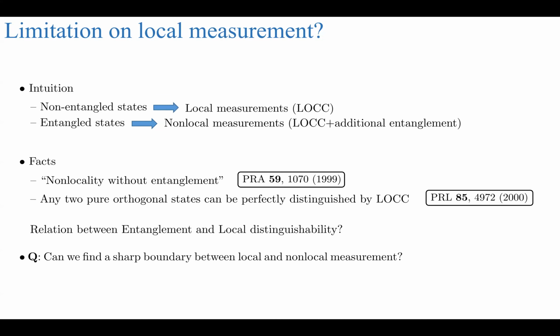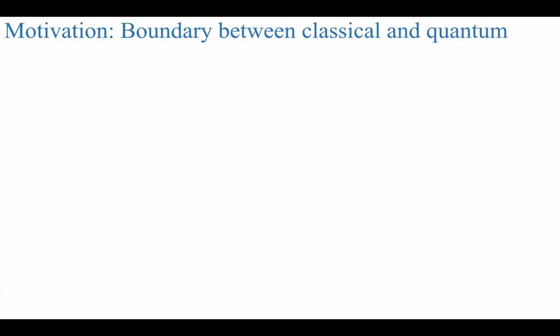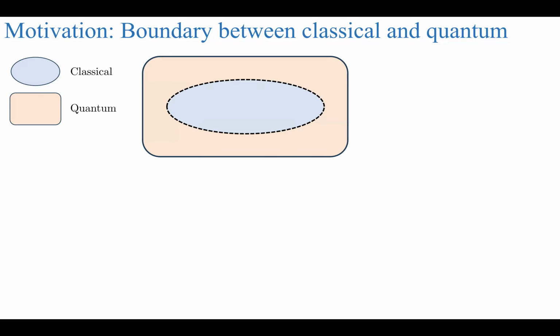But still, we can ask the question: can we find a sharp boundary between local and non-local measurement? In other words, LOCC and beyond LOCC, by twisting such a conventional state discrimination task. And it's linked with the main motivation of our work, so-called seeking the boundary between classical and quantum. Roughly speaking, there's a classical world, and it's a subset of the quantum.